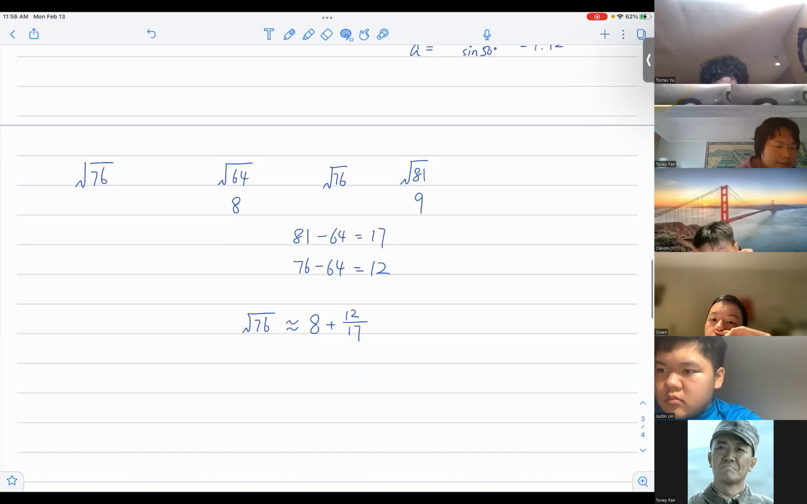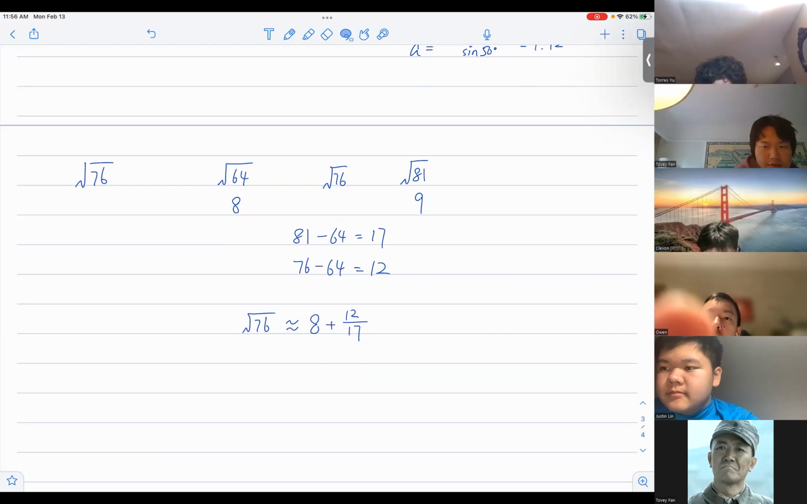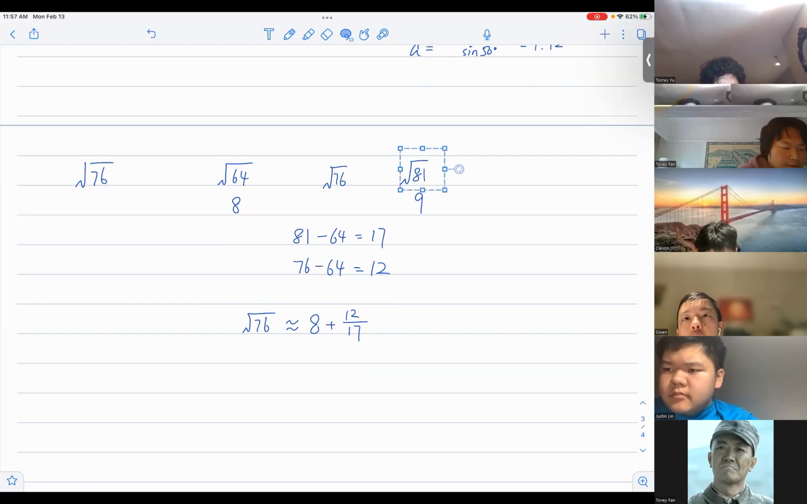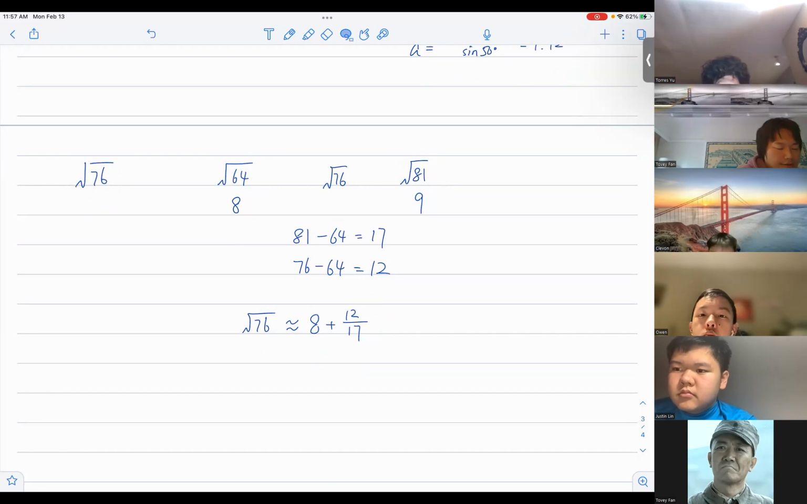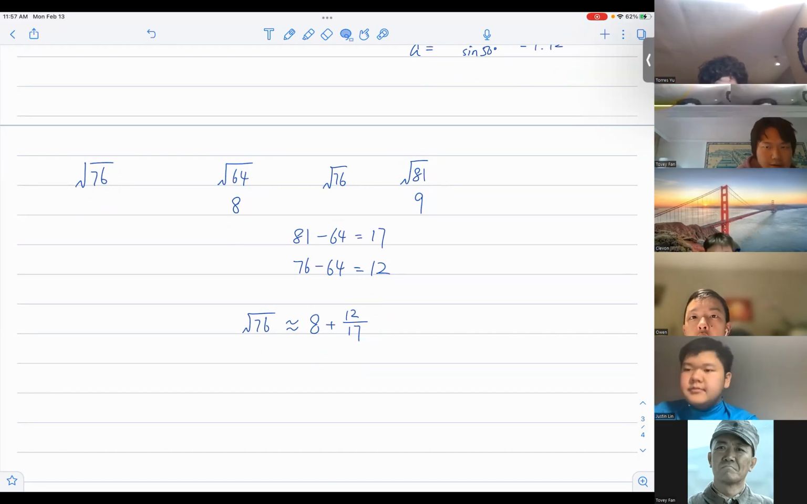Okay, it's literally my first time knowing this kind of method, and that's not correct. So yeah, totally interesting. Does this method make sense to you guys? Find the difference between these two numbers, find the difference between our target number and the smaller number, and use a fraction to estimate it. But this won't give you the correct answer though.